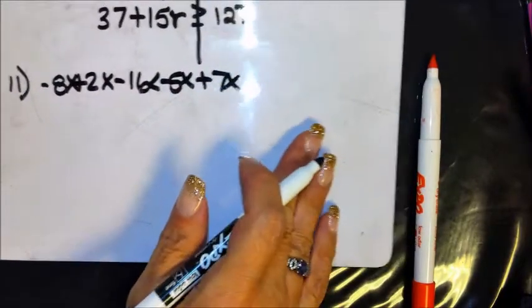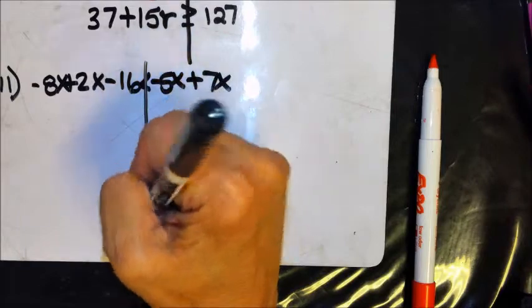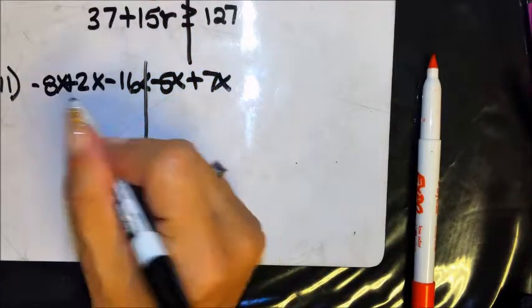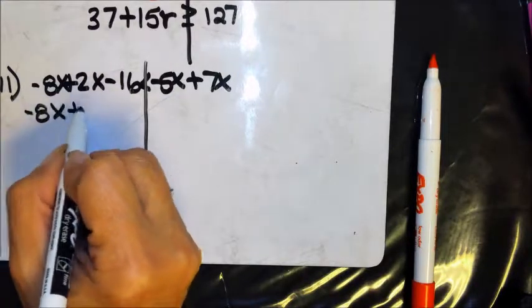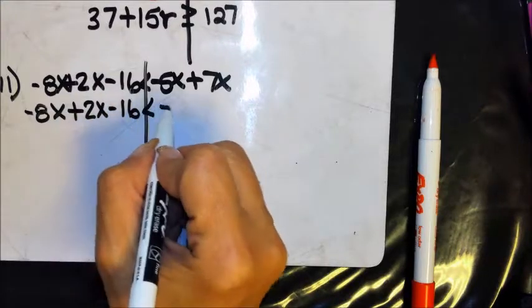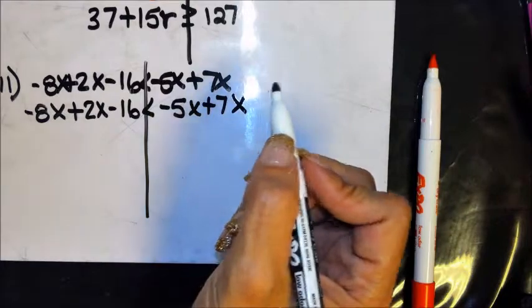So if you want to pause your video here, you can. So there's a lot going on both sides. I kind of wrote it a little messy. Let me write it again. Negative 8x plus 2x minus 16 less than negative 5x plus 7x.